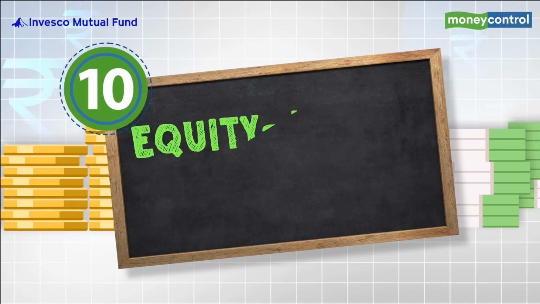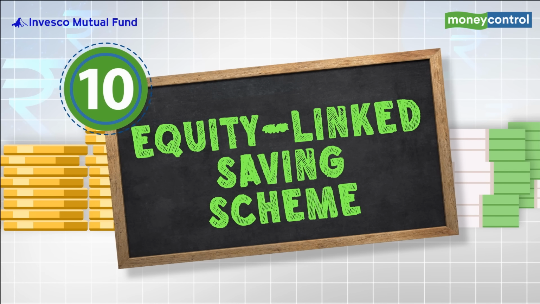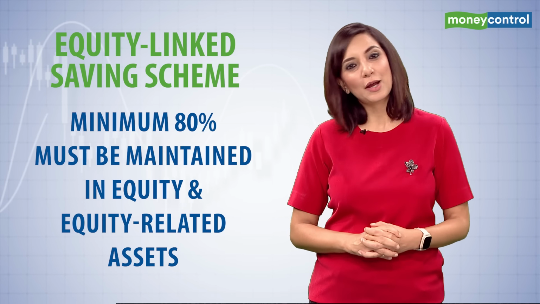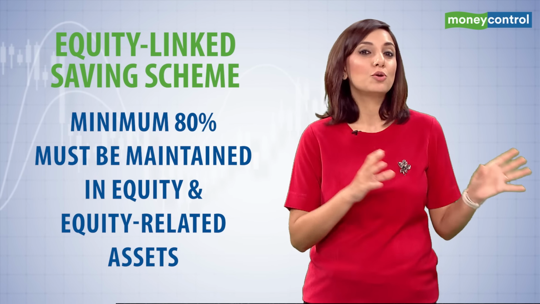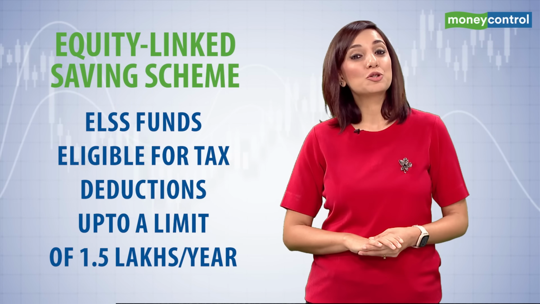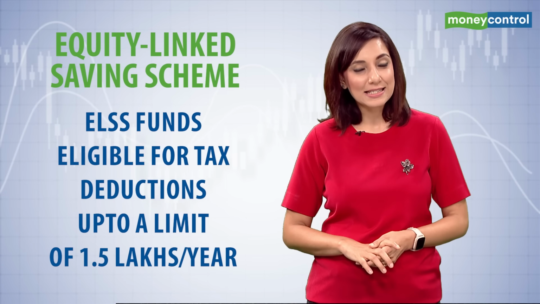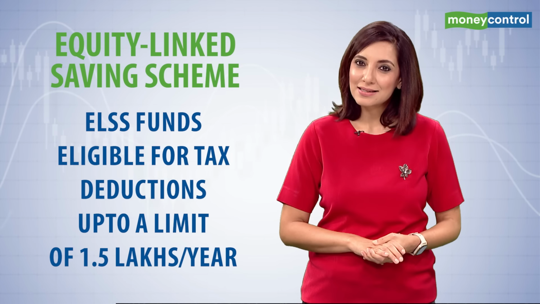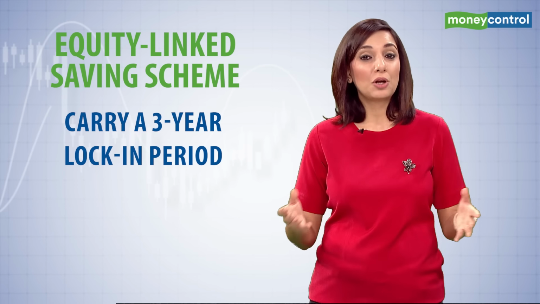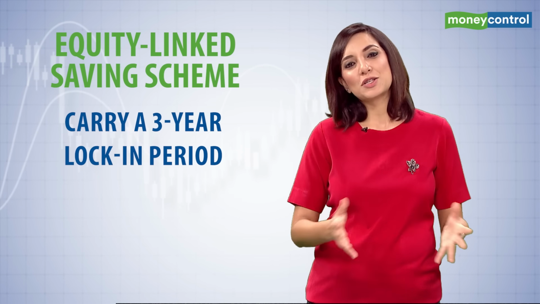The next type of equity fund is one that most of us would be familiar with, ELSS or Equity Linked Savings Schemes. Here again, a minimum of 80% must be maintained in equity and equity-related assets according to the rules notified by the Ministry of Finance. In many ways, the ELSS is almost like a flexi-cap fund, but there is one notable exception. ELSS funds are eligible for tax deductions under Section 80C up to a limit of 1.5 lakhs a year. For this reason, they also carry a 3-year lock-in, which means you cannot redeem or withdraw till your investment completes 3 years.